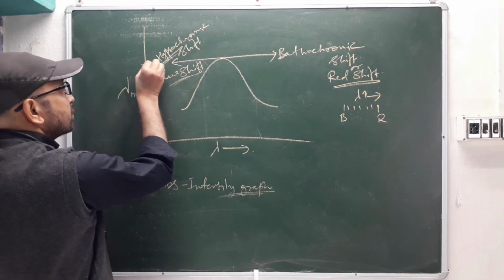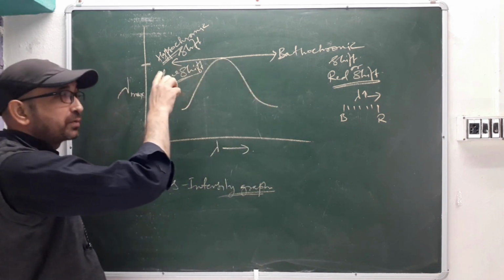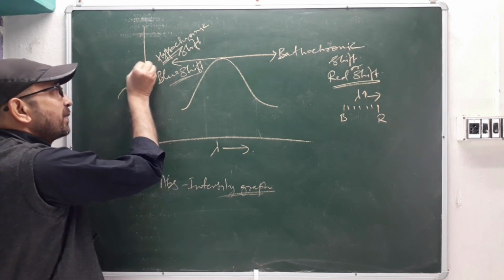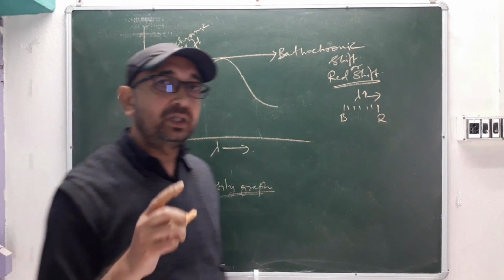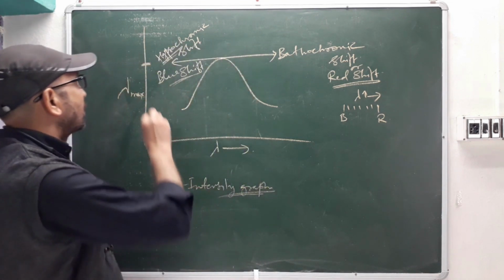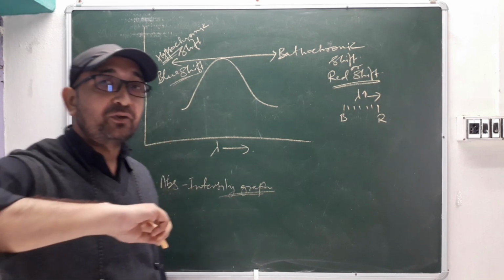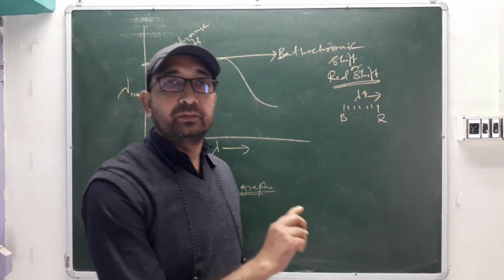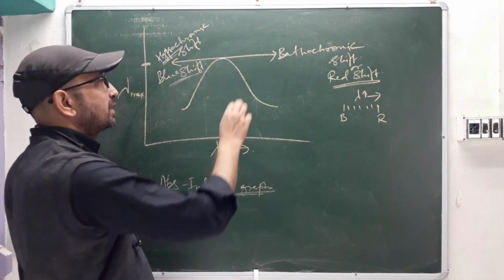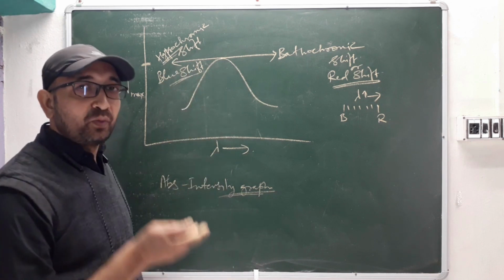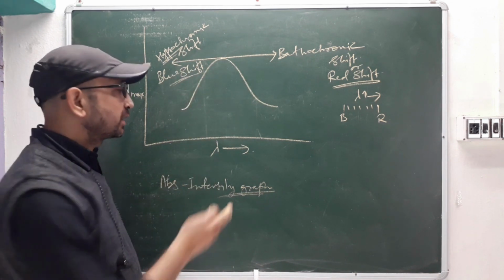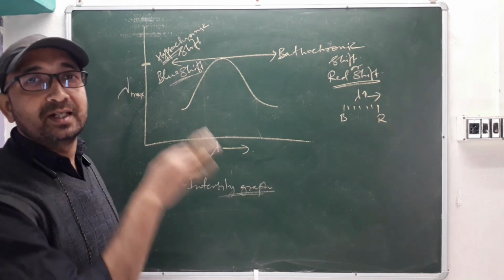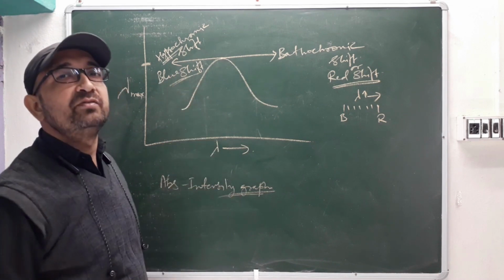But the lambda max is constant. For bathochromic shift and hypsochromic shift, or red shift and blue shift, whatever you call them, your lambda max is not changing. Be careful in your question paper if they ask about lambda max. When will the bathochromic or hypsochromic shift take place? When your wavelength is getting increased or decreased, only then the bathochromic and hypsochromic shifts take place.